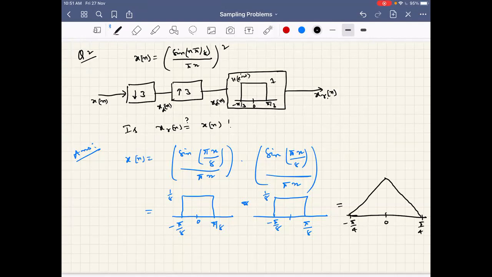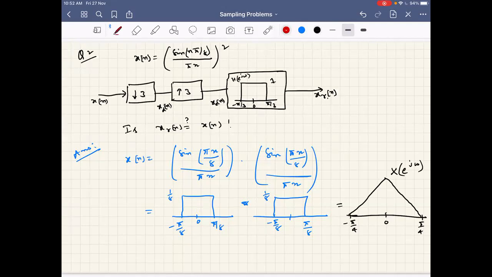This is the spectrum. What is this X of now? X of e power j omega. Correct or not? My notation, is it correct or not? Yes, sir. Correct. Now come to the next step. Who will tell the next step? Tell your name and tell this step's answer.